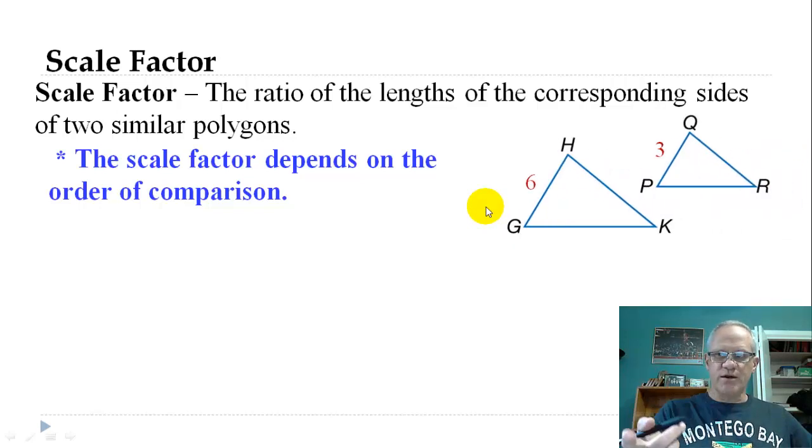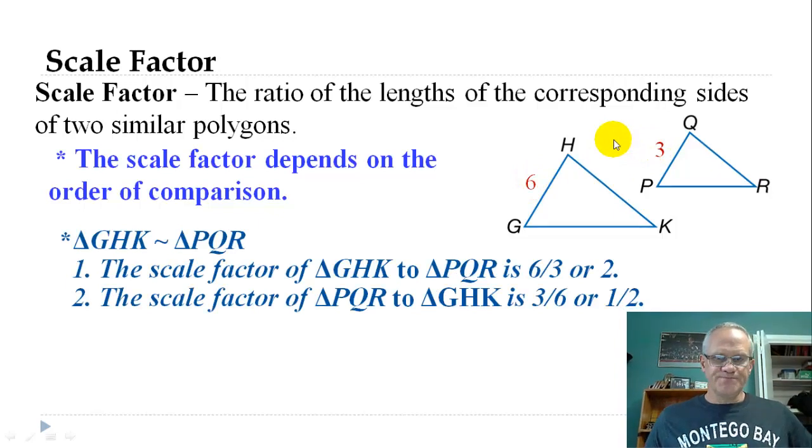So here's our example. We've got our two triangles, and you notice we do have some numbers here. We have that GH is 6 and PQ is 3. Well, in this example, if we know that GHK, this one here, is similar to PQR, well, we know that sides GH and PQ are the sides that are proportional, that make a ratio. So GH and PQ match up. So those are the sides that go together.